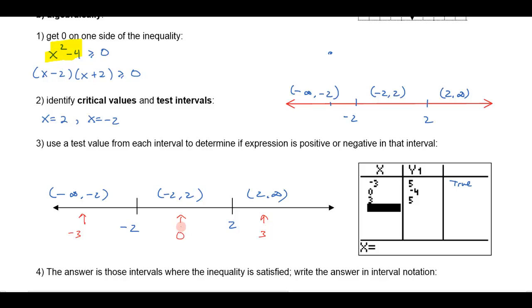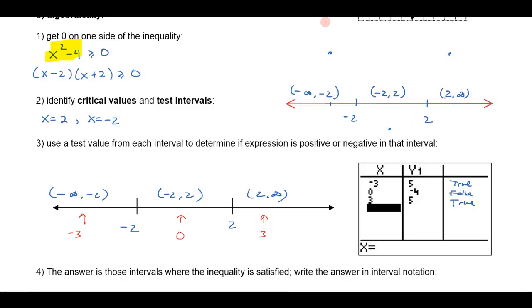If I plug in 0, 0 squared minus 4 is negative 4. So I plug in 0, I get negative 4, and negative 4 isn't greater than or equal to 0. That's false. If I plug in 3, 3 squared minus 4 is 5, and 5 is greater than or equal to 0. That's true. All right, so again, if I plug in 0, I'm down here. If I plug in 3, I'm up here.